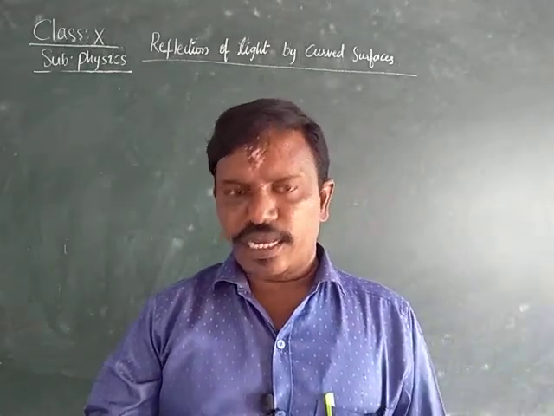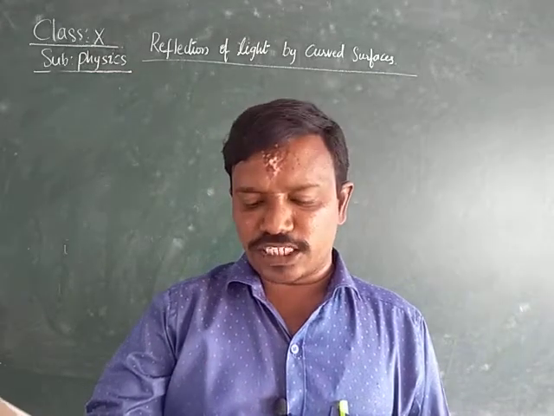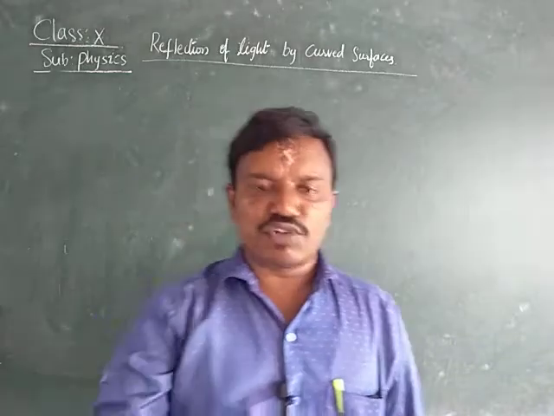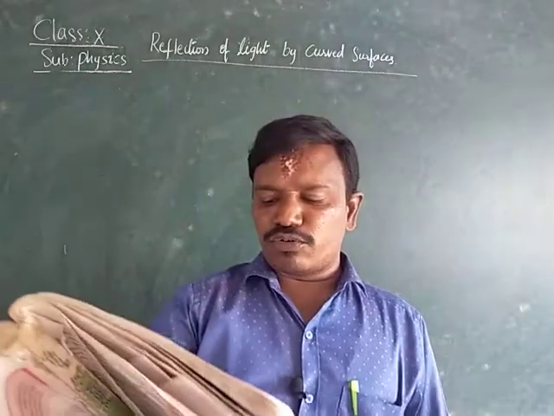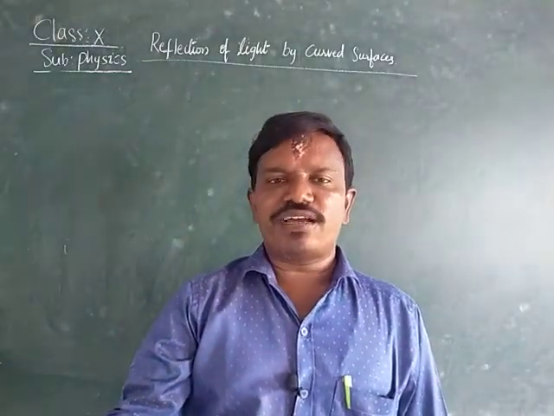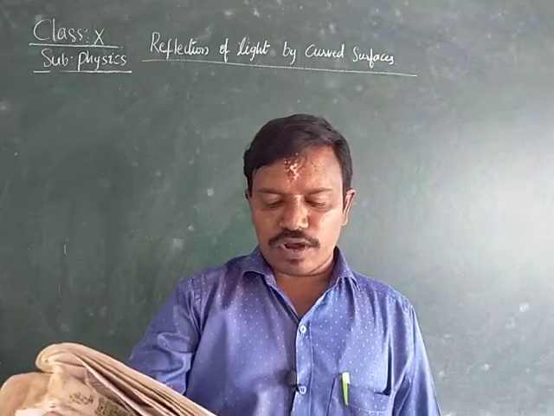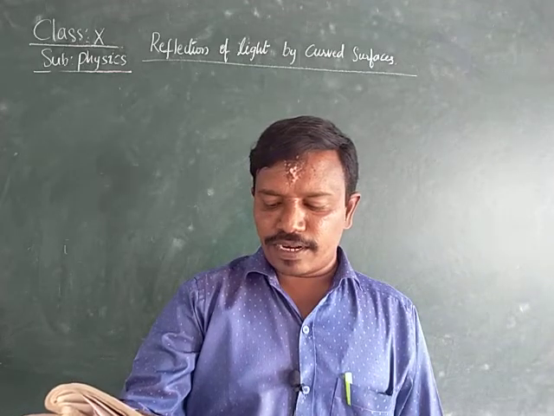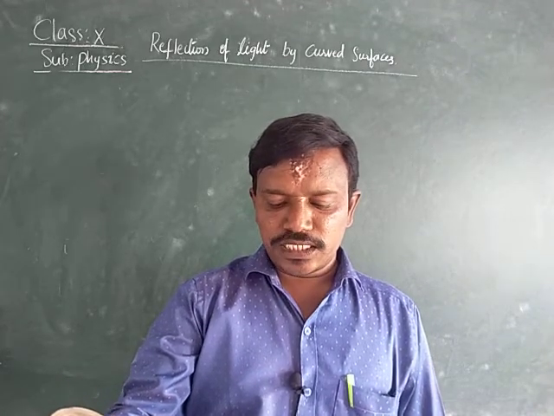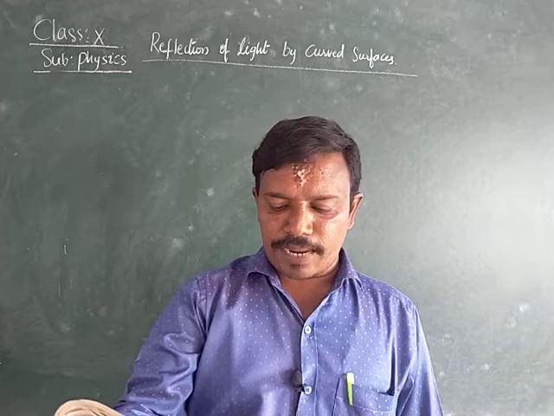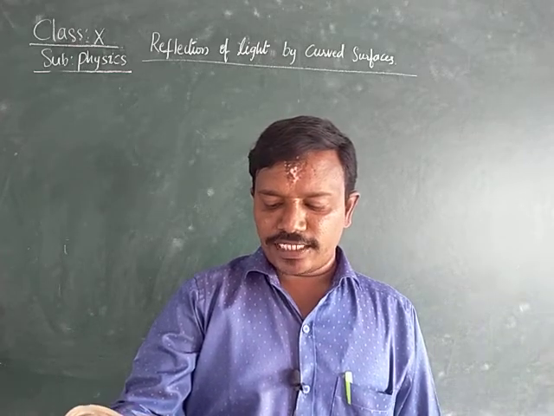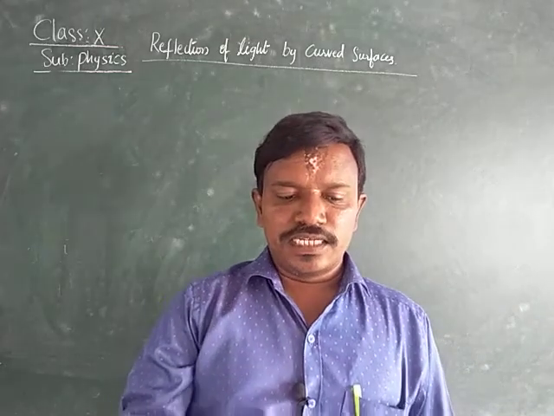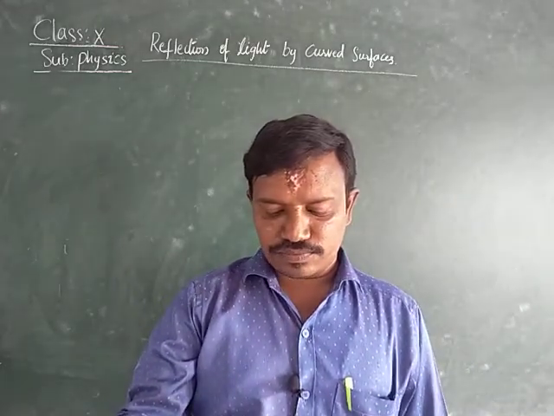Here is the problem which is given in the textbook. An object 4 centimeter in size is placed at 25 centimeter in front of a concave mirror of focal length 15 centimeter. At what distance from the mirror would a screen be placed in order to obtain a sharp image? Find the nature and size of the image. He is asking to find the nature as well as the size of the image.